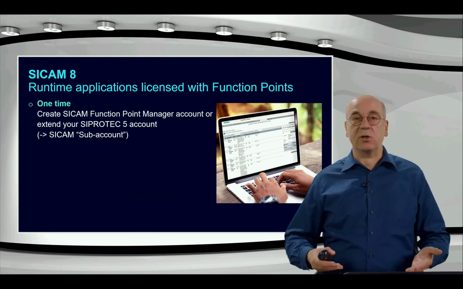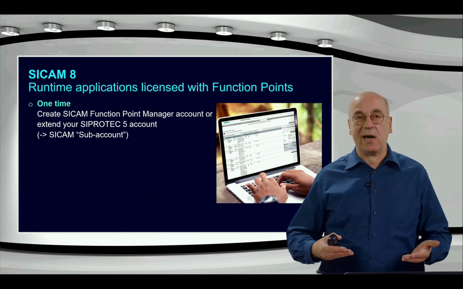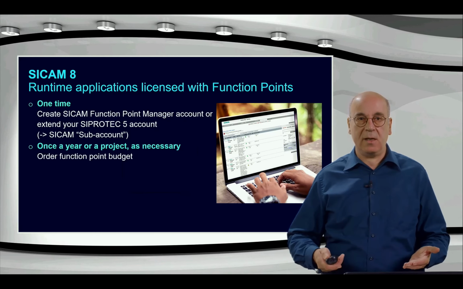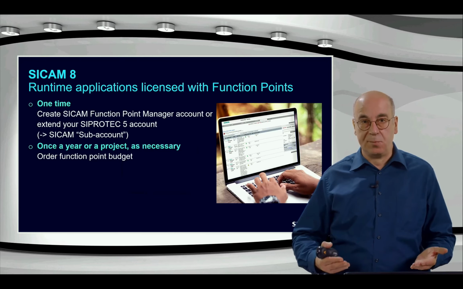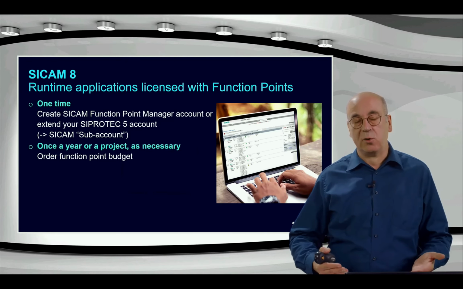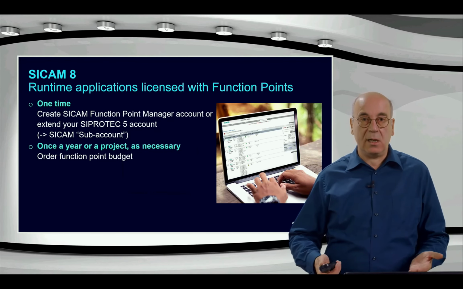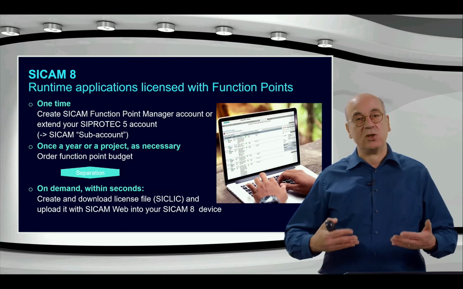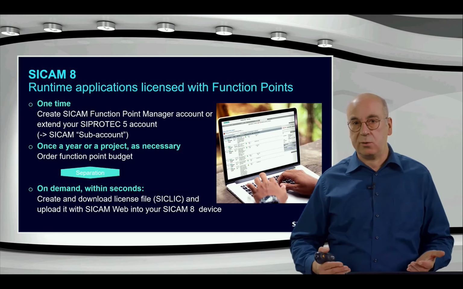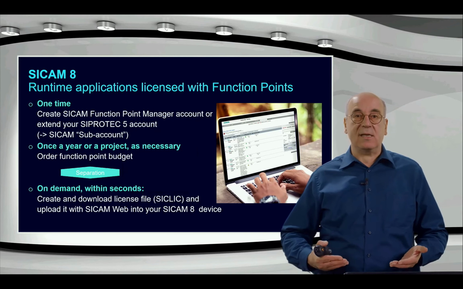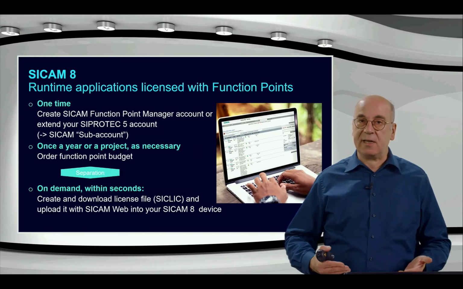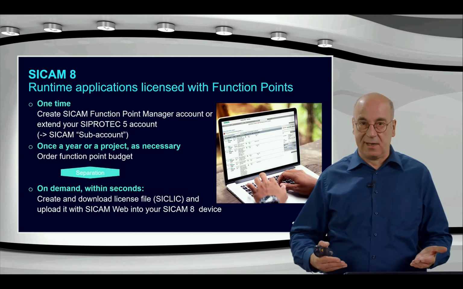All that is needed is to register and create an account for your Function Point Manager. When that is done, you can order your Sicam function point budget, for example, needed for your project or for 1 year. As soon as the ordered function points are credited to your account, you can generate the license file and download it. The license file can then be transferred via Sicam Web into your Sicam 8 device.